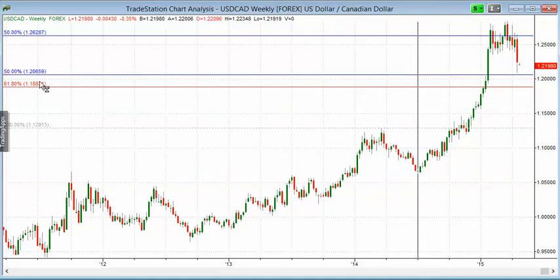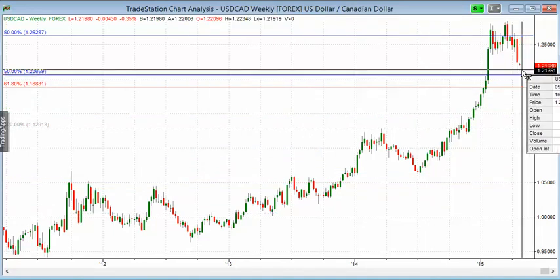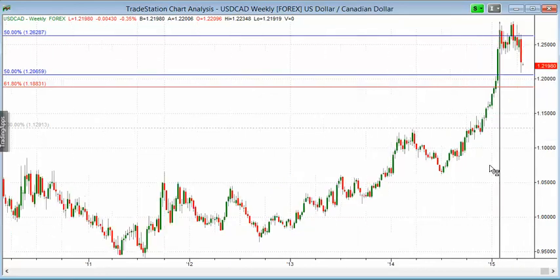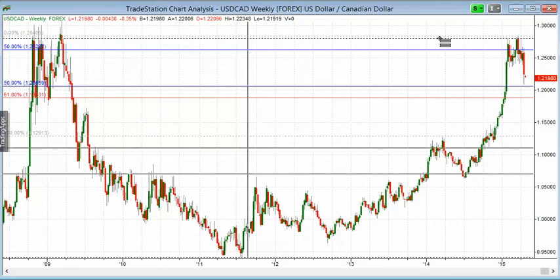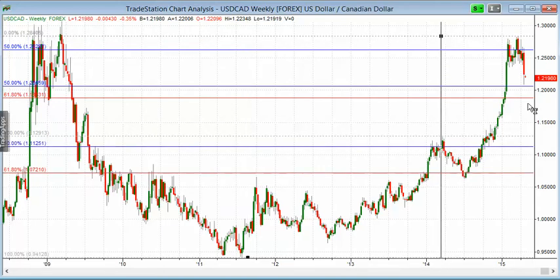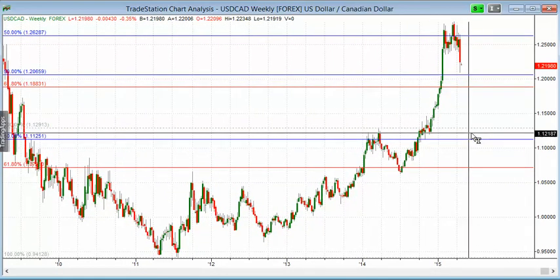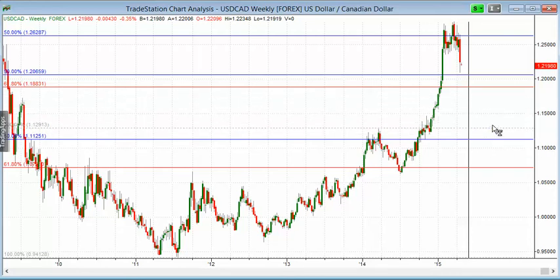And let me remove this. That level is 120.65. So if price gets into that level and bounces, then the shorts will be in jeopardy. But on the other hand, what could happen is that we actually continue lower. If that happens and we break the 180 and 83, then we're going to see a larger correction for the US dollar versus the Canadian dollar. So if that happens, the Canadian dollar should improve.